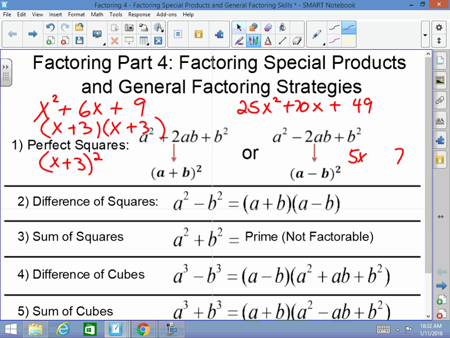Times 2? Does it work? It's positive, so you put a plus here, you square it, and you're done. But that only works if that's a perfect square and that's a perfect square. Does that make sense, my brothers?